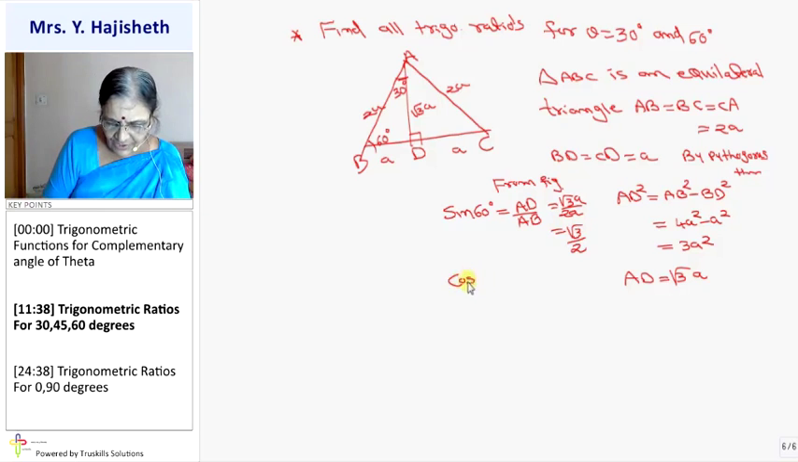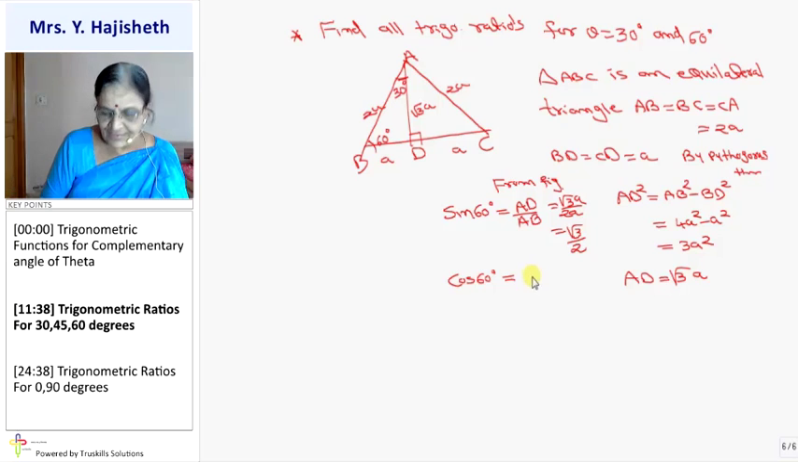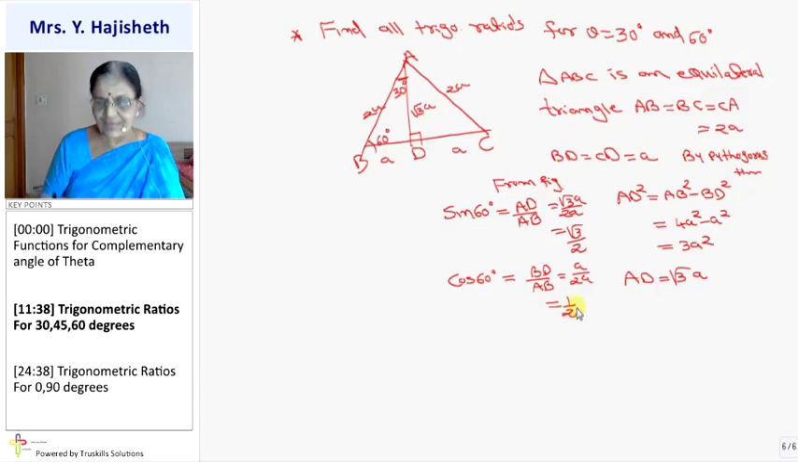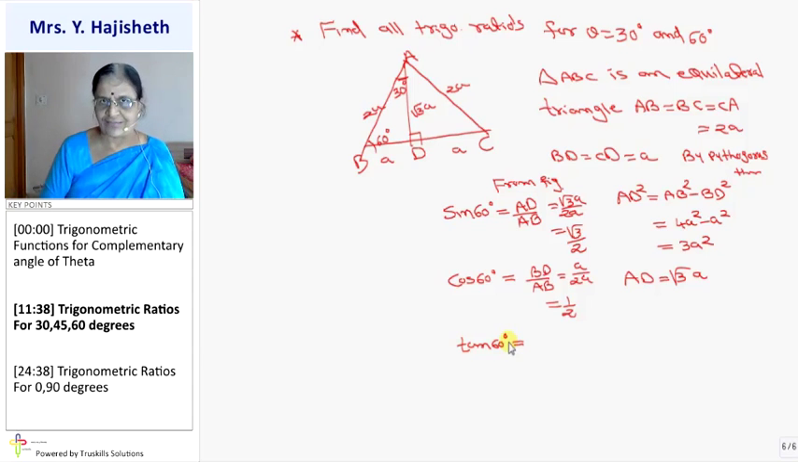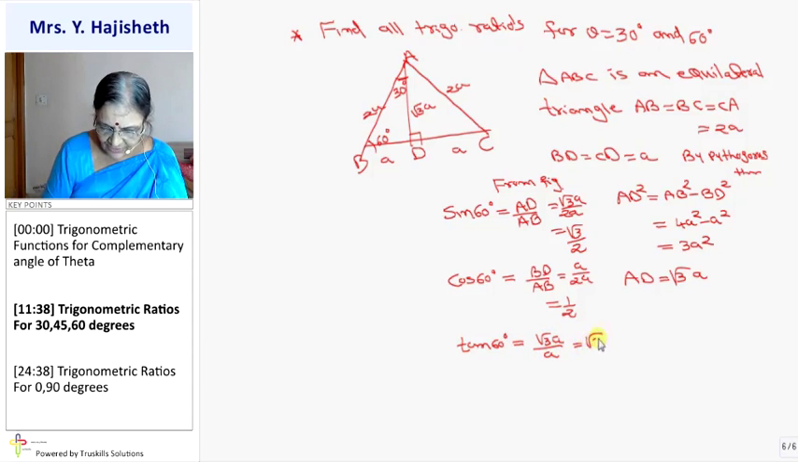What is my cos 60? Adjacent side. Adjacent side is BD. BD upon AB. So it is A upon 2A. So answer is 1/2. My sine 60 is root 3 by 2 and cos 60 is 1/2. What is my tan 60? Opposite upon adjacent. So opposite is root 3A and adjacent side is A. So answer is root 3.